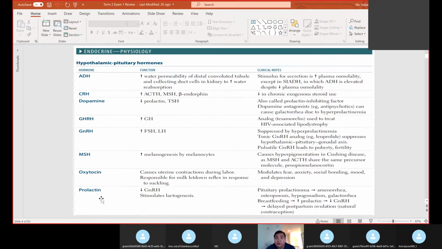We talk about prolactin. Prolactin, what does it do? It stimulates lactogenesis. It also decreases, as I've said, GnRH, gonadotropin releasing hormone. So if you have a pituitary prolactinoma, what happens? Signs and symptoms: amenorrhea, osteoporosis, hypogonadism, galactorrhea. Due to what? Due to decreased GnRH release, you decrease FSH, you also decrease LH. If you're breastfeeding, you are increasing the prolactin levels. The increased prolactin will inhibit the release of your GnRH. We call this natural contraception or delayed postpartum ovulation.